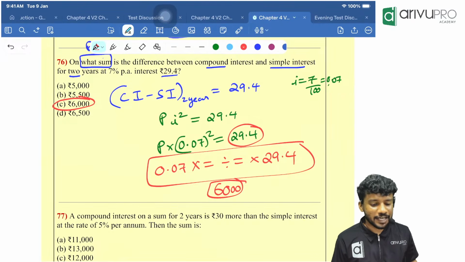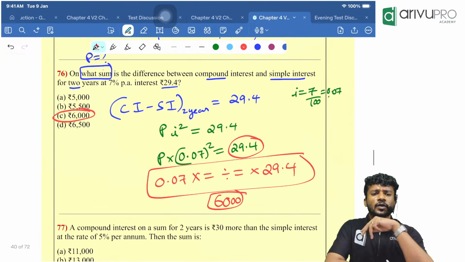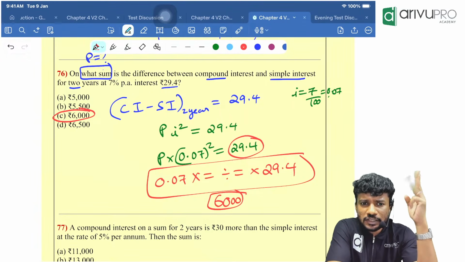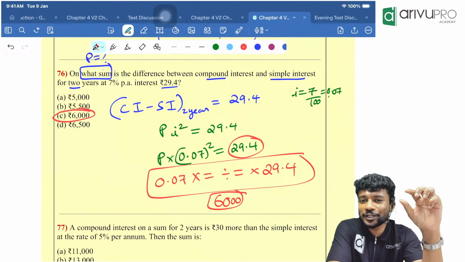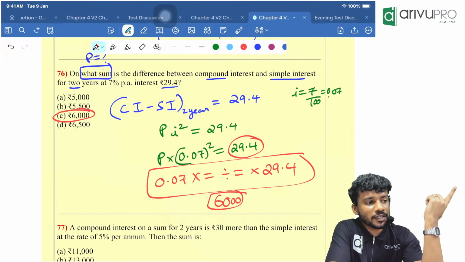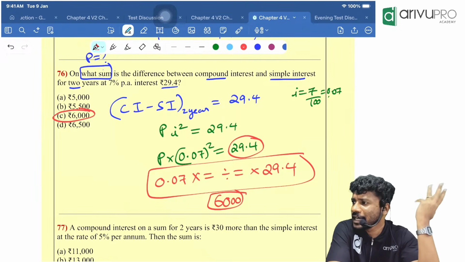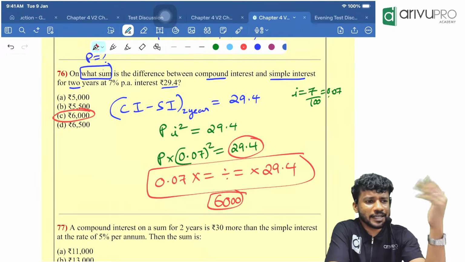We can always directly write. Now, if you remember, yesterday I told you a few words. Is, was means equal to. That means we will put an equal to sign. More than means what? Plus sign. Plus 30, plus 60, plus 40 and so on we will write. Less than means what? Minus we will write.